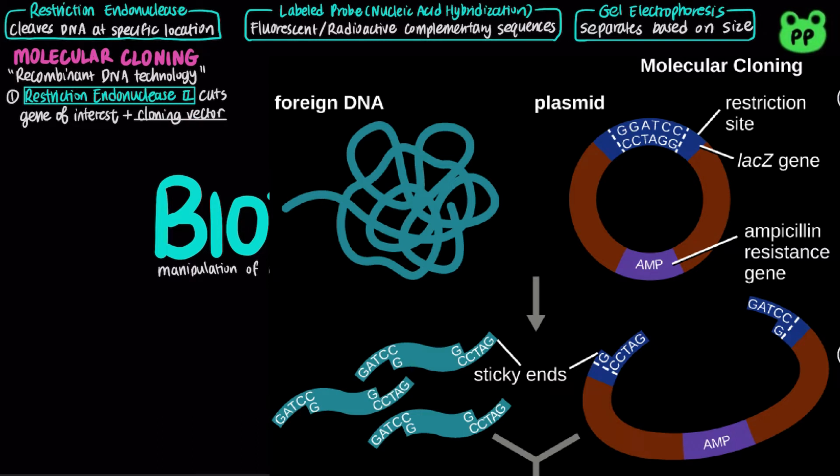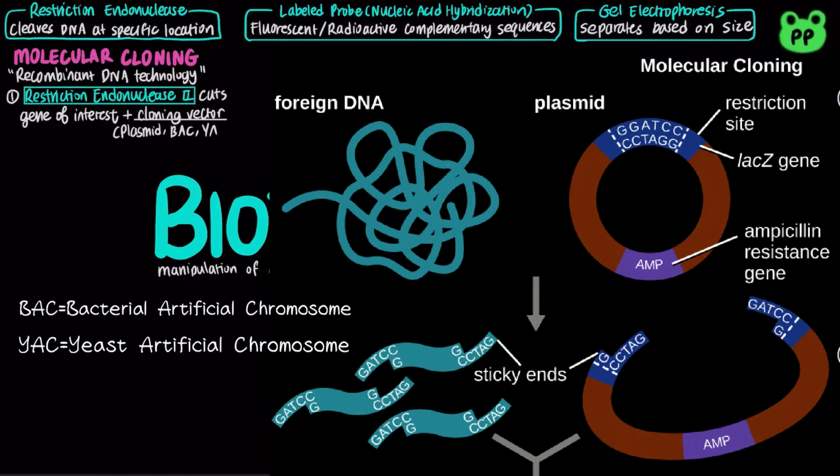Common cloning vectors include plasmids, which are small circular DNA molecules that replicate separately from the bacterial chromosome, bacterial artificial chromosomes, abbreviated as BACs, which are useful for cloning larger segments of DNA, and yeast artificial chromosomes, abbreviated as YACs, which are useful for expressing eukaryotic genes.